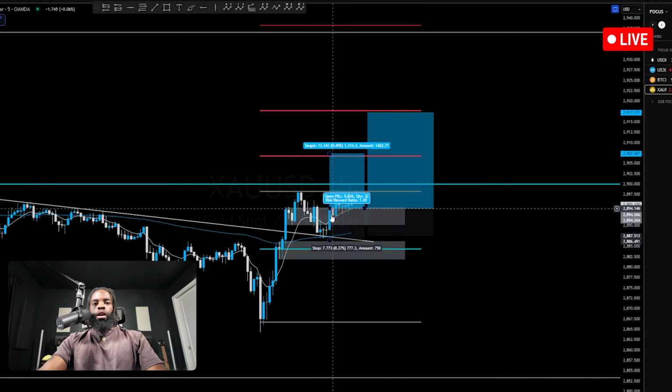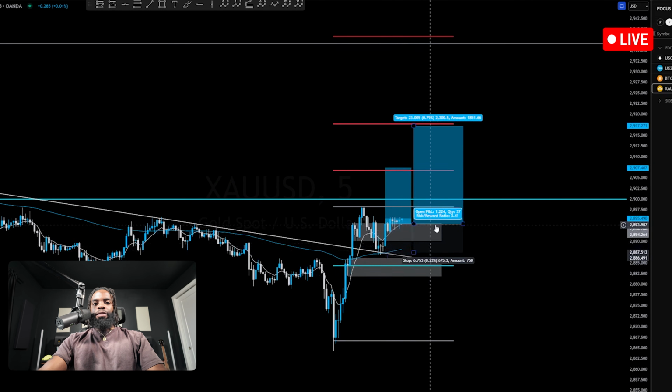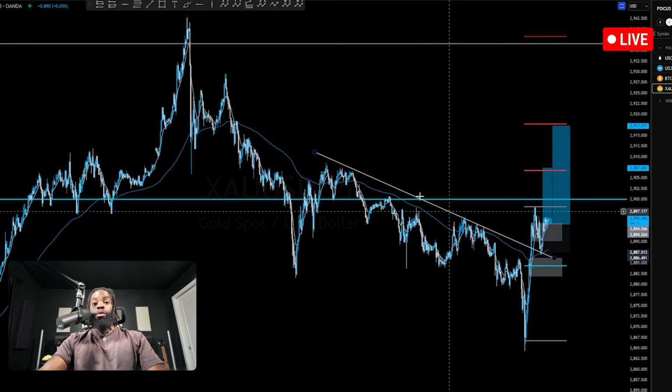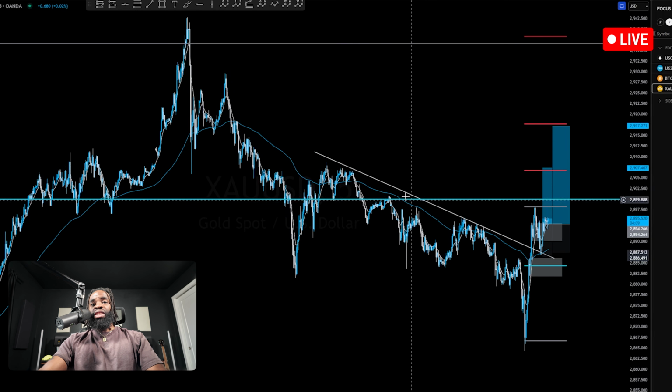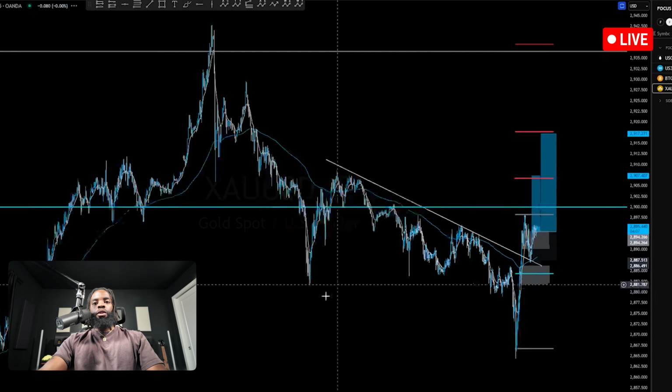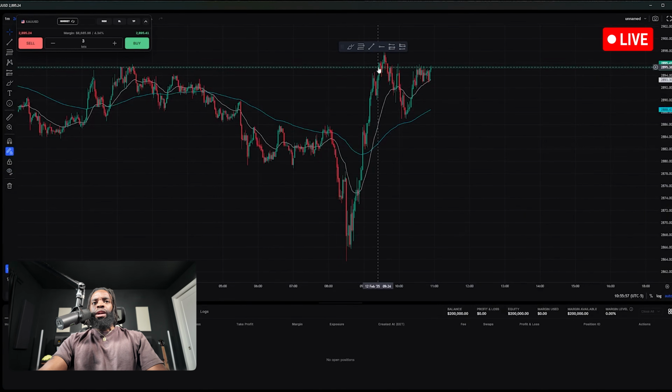We broke past our moving averages. We reacted very well off of these levels. We broke past our actual resistance / supply level. So I'm looking for all buys. So this is going to be a long position.